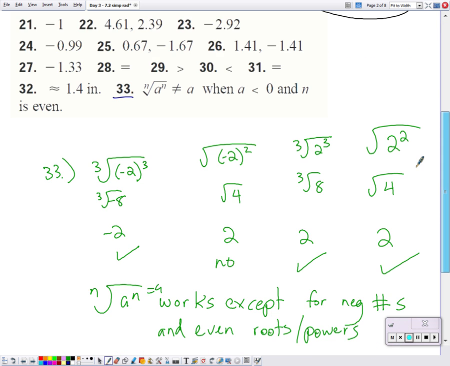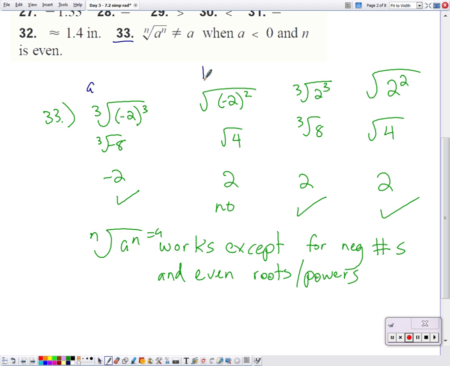Okay, so number 33, here are the 4 expressions, A, B, C, and D. So you can see when I evaluate A, C, and D, my final answer is what I started with: 2, 2, 2. But letter B has an answer of 2, but inside those parentheses was a negative 2. So the nth root of a to the n equals a works for everything except for negative numbers, I should say, for a, and using even roots and powers. So this is the only situation where that does not work.